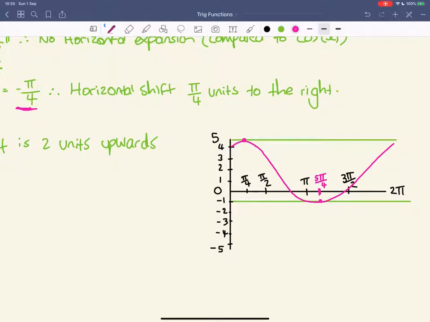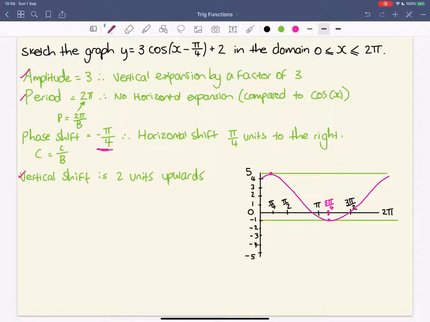Happy with that? That's roughly accurate. I'm happy with that. I think perhaps this might be a little bit too curvy, so I could have another crack at it. So let's try it again. Happy with that. So that's how we graphed y equals 3 cos of (x minus pi on 4) plus 2.